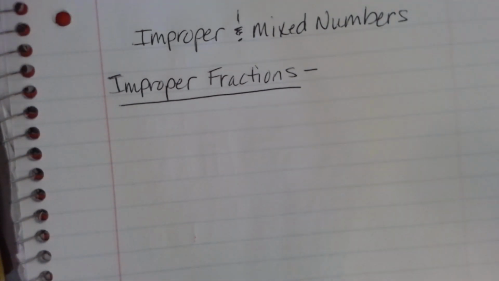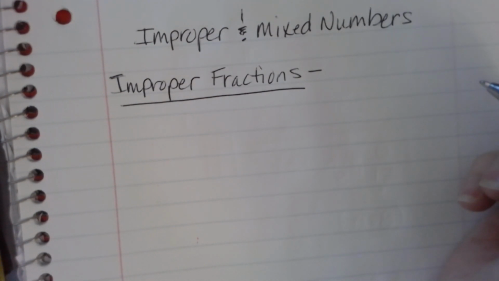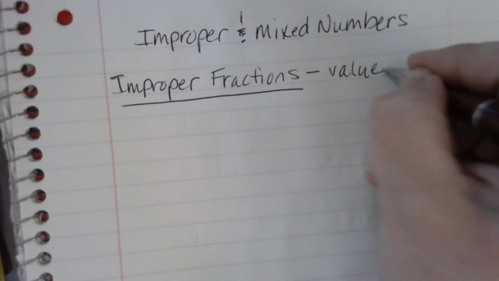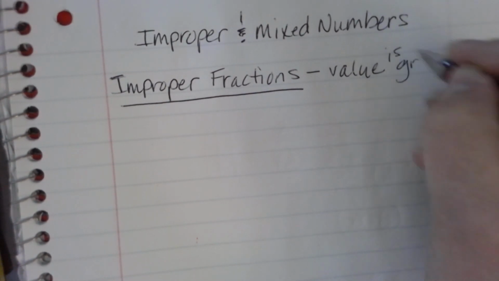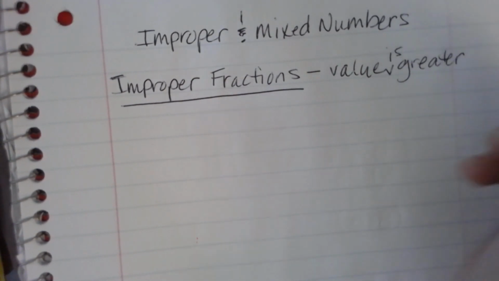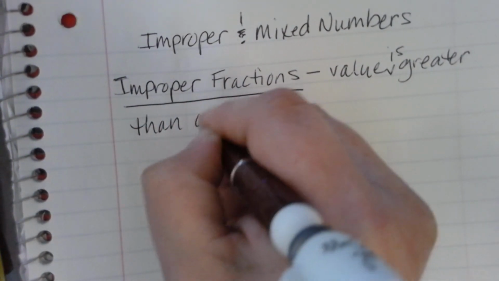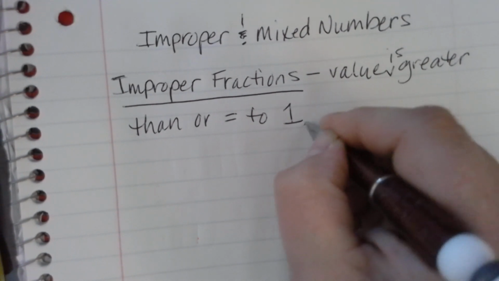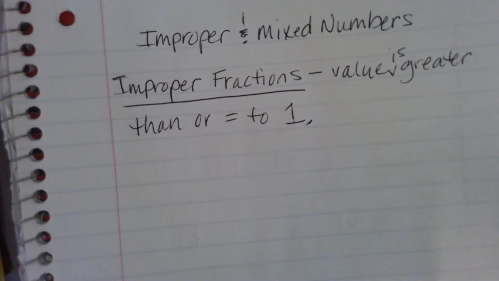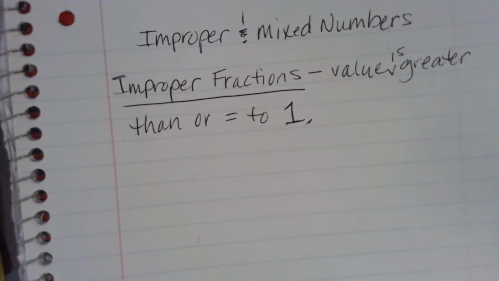So when I look at an improper fraction, I will know it immediately because the value is, my bad, greater than or equal to 1. So write that down and then we'll talk about what it means. So an improper fraction is a fraction whose value, remember that means what it's worth, its total, right, is greater than or equal to 1 whole.